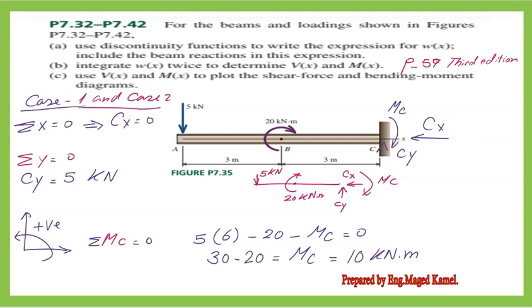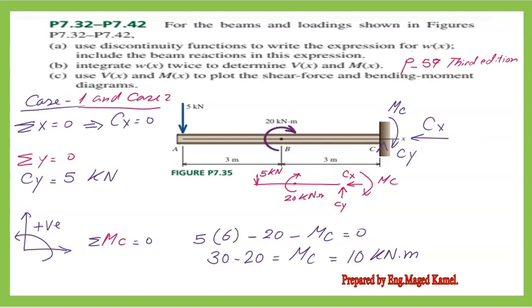It is required in part A to use a discontinuity function to write the expression for load W of x and to include the beam reaction in the expression. In part B, it is required to integrate W of x twice to determine the V of x and M of x. In part C, it is needed to use V of x and M of x to plot shear force and bending moment diagrams. First, we draw the free body diagram.